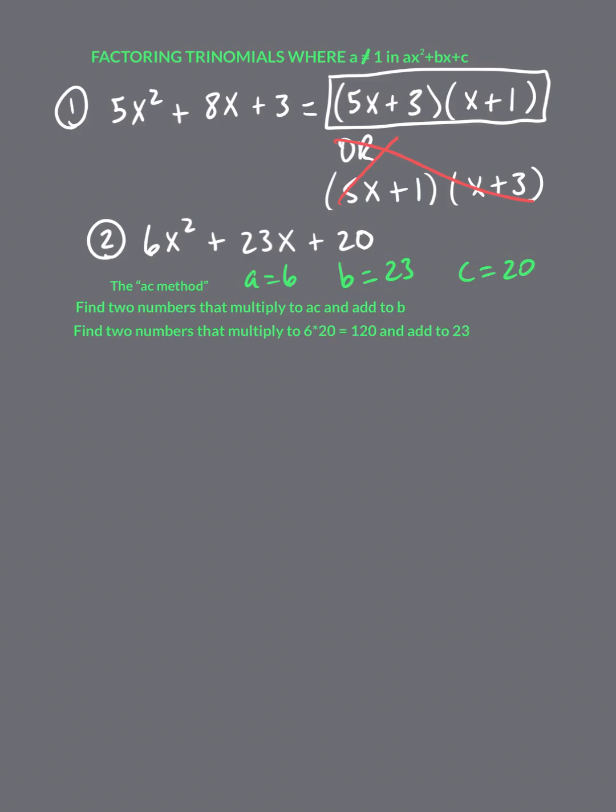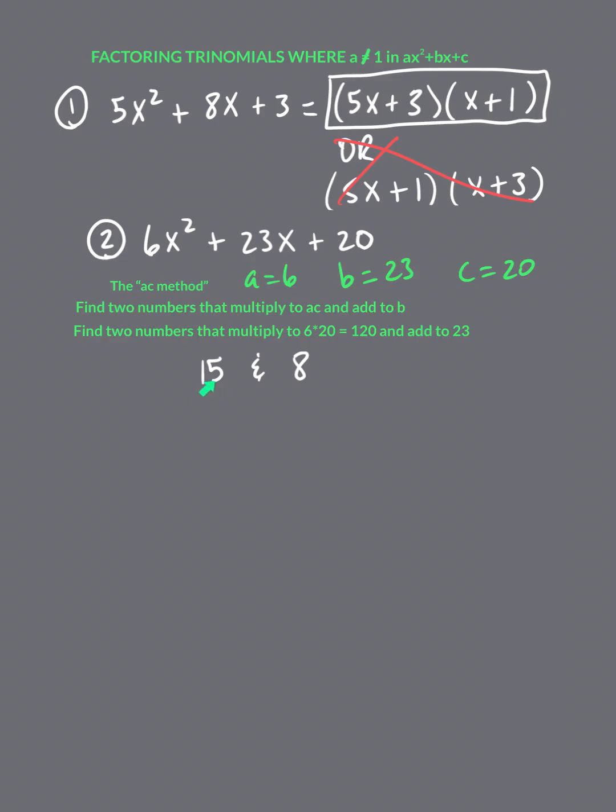There are several ways to find these two numbers. You can use a calculator, or you can even do the prime factorization. You can just do guess and check. The two numbers are 15 and 8. Now this is a little bit different from how we were factoring before. When we found the two numbers, they went in our parentheses. These two numbers will not go in our parentheses. This is a different method.